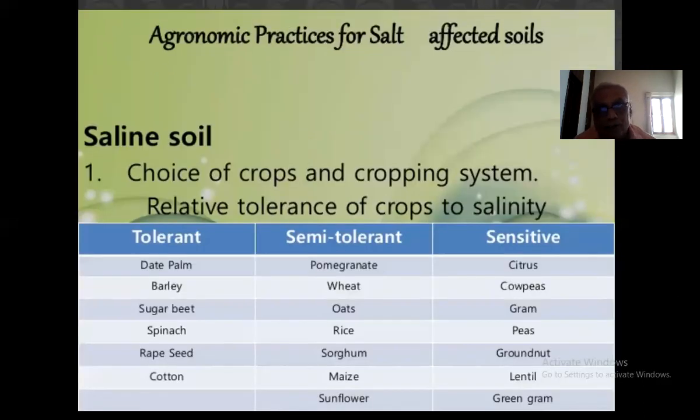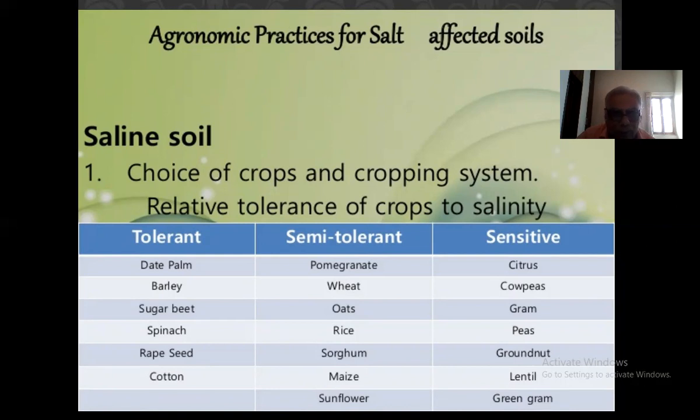Then agronomic practices for salt affected soil. So saline soil: choice of crops and cropping system. Here you can see the relative tolerance of crops to salinity. Date palm, barley, sugar beet, spinach, rapeseed, and cotton are the tolerant crops for saline soil.